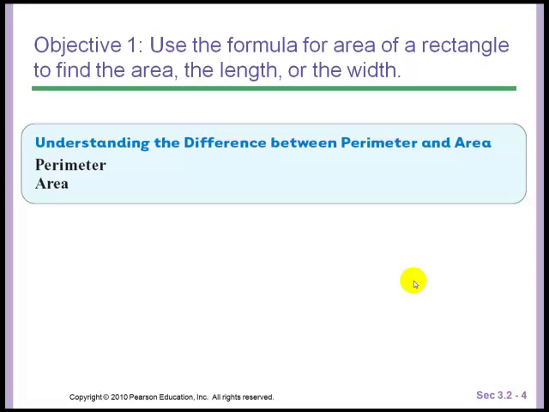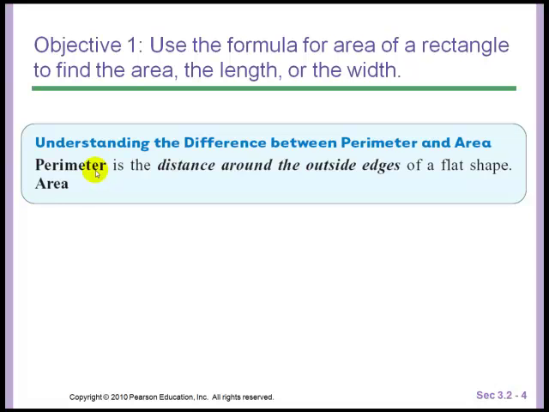Objective 1. Use the formula for area of a rectangle to find the area, the length, or the width. Understanding the difference between perimeter and area. Perimeter is the distance around the outside edges of a flat shape. Perimeter, think outside. Area is the amount of surface inside a flat shape. Area, inside. So perimeter is the outside edge, area is the inside surface.